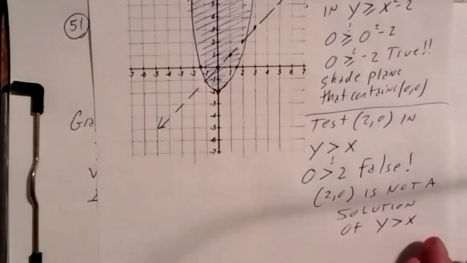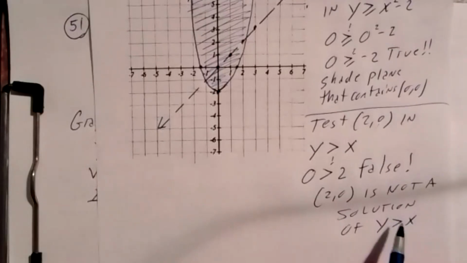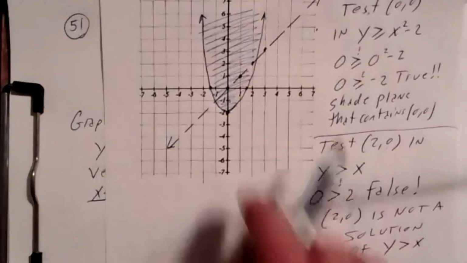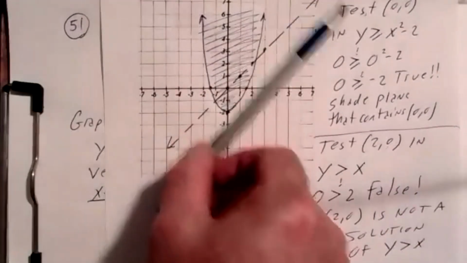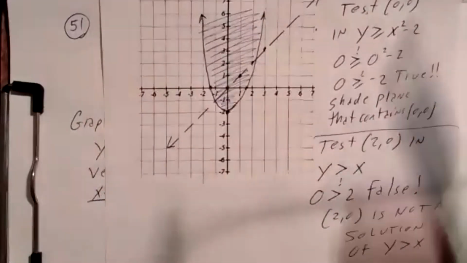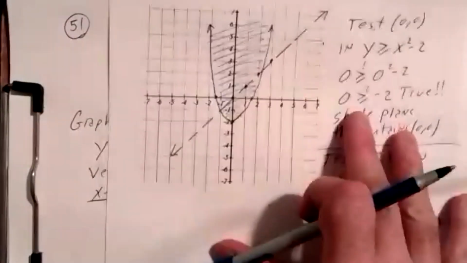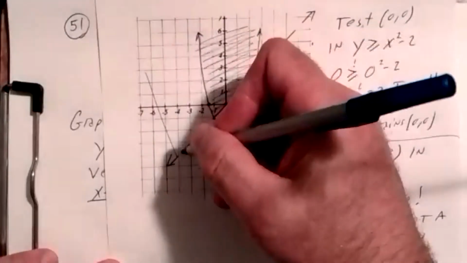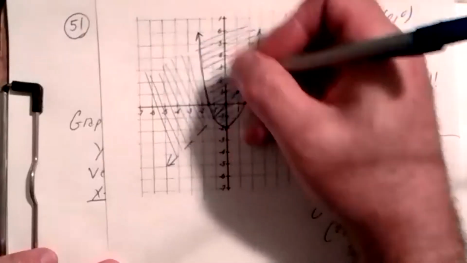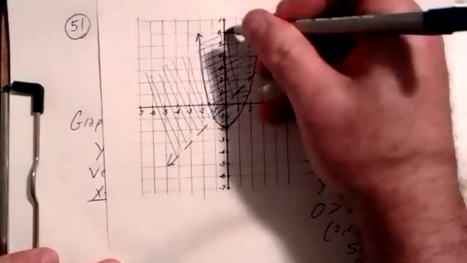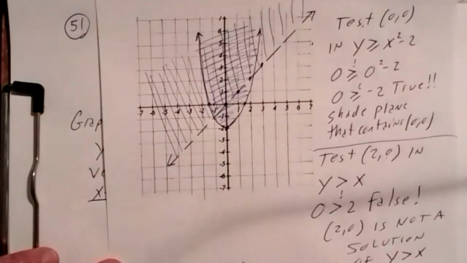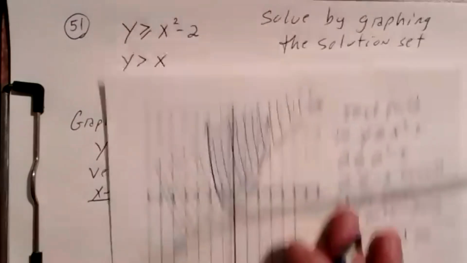Being the case, ladies and gentlemen, we shade the plane that does not contain 2, 0 because 2, 0 is not a solution. So since 2, 0 is not a solution, we don't shade the plane below and to the right of this dashed line because that plane contains 2, 0. We have to shade the plane above and to the left. So here we go. We shade the plane above and to the left. And like I said, this would be a point where colored pencils or markers come in very, very handy. All right. That's the graph of the solution set to the second inequality.